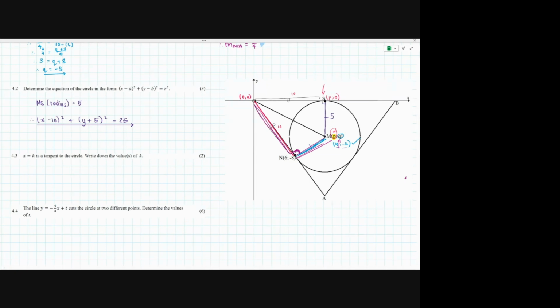Lovely. Right, this is now where we start to panic, and we had this discussion when we did the algebraic functions. Anytime we see this value k, we think, nope, I can't do this. This is too hard, especially because it often involves nature of roots and stuff like that. And really, it isn't hard. Okay, we just have to think carefully about what it's saying to us. So this question is saying, x equals k is a tangent to the circle. Write down the value or values of k.